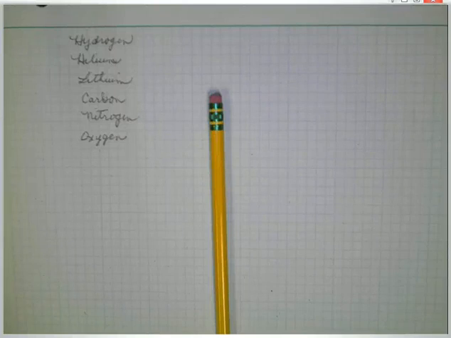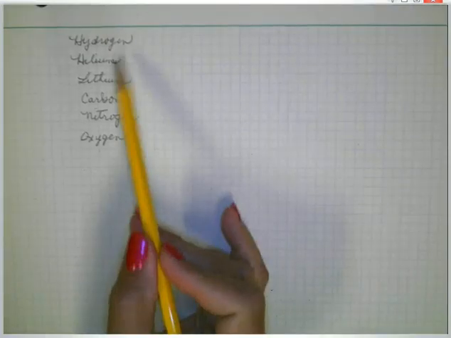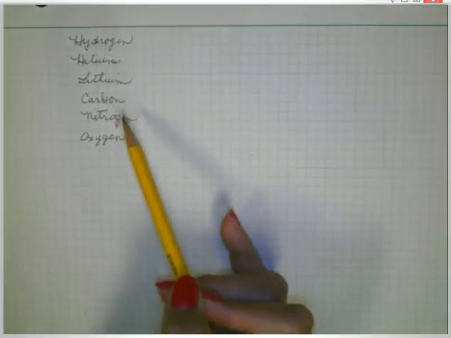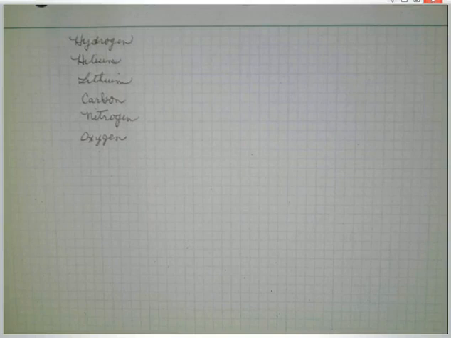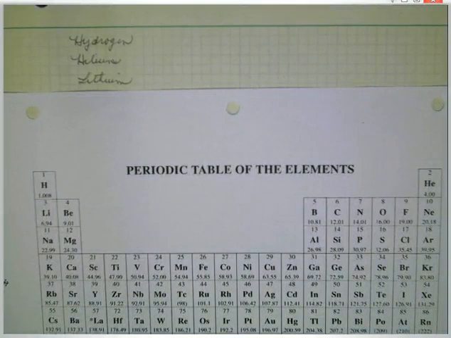Okay guys, we're going to do a few electron configuration problems from our PowerPoint. We have hydrogen, helium, lithium, carbon, nitrogen, and oxygen. We're going to need a couple of things, one of which is a periodic table, which I have here. You have one in your book.